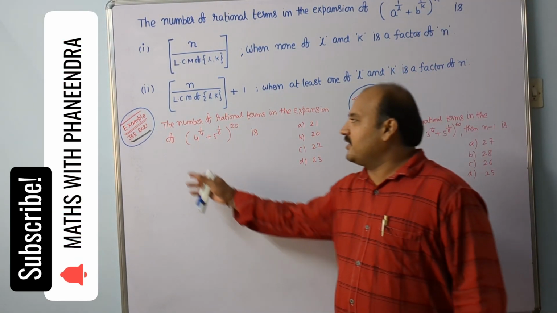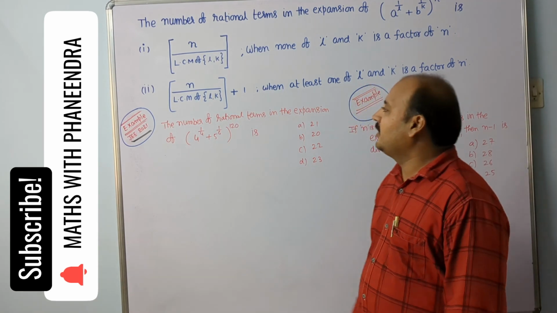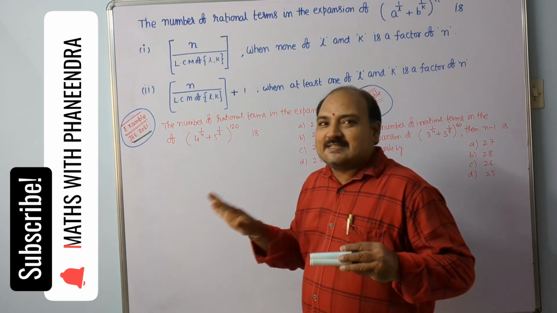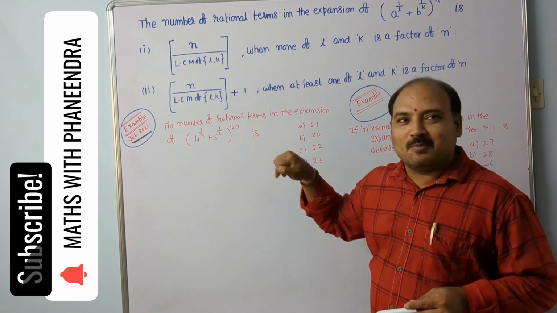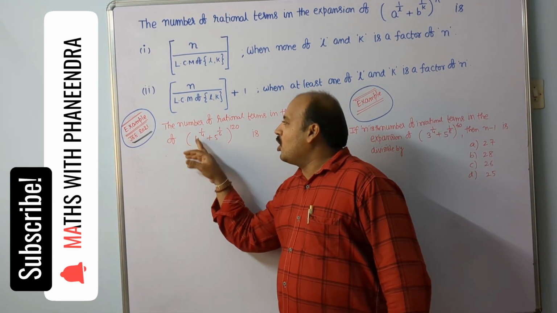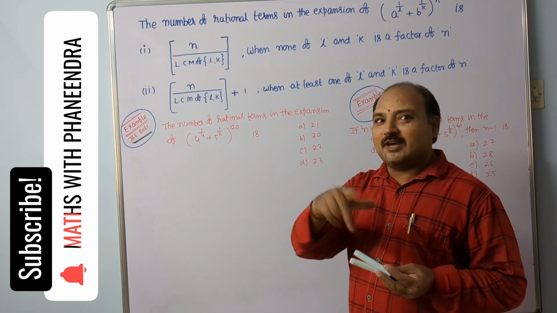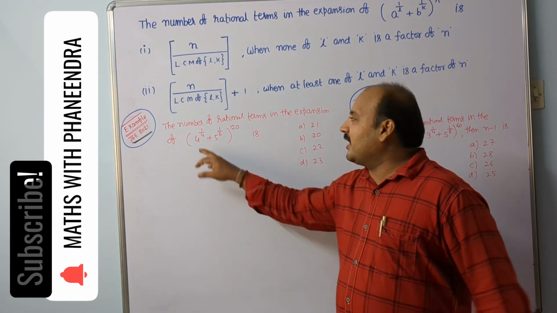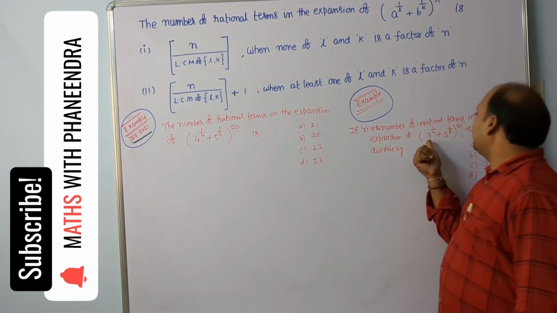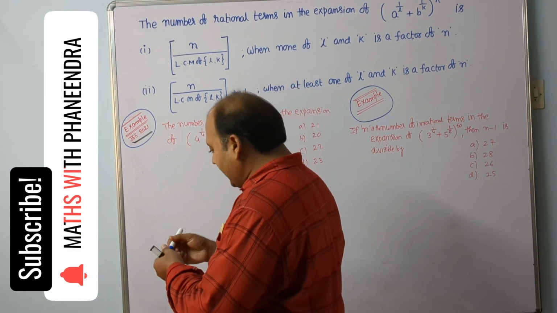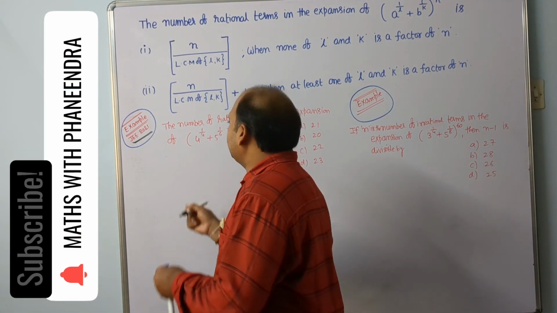The next question, dear students, is given in 2021. The number of rational terms in the expansion of. This question is different from the previous problems. Why? Because 4 power 1 by 4 is there. So you can write 4 in terms of powers of 2, so you can write it as 2 square. Even here 3 and 5 both are prime numbers, like in previous problems. But here we need to change it.